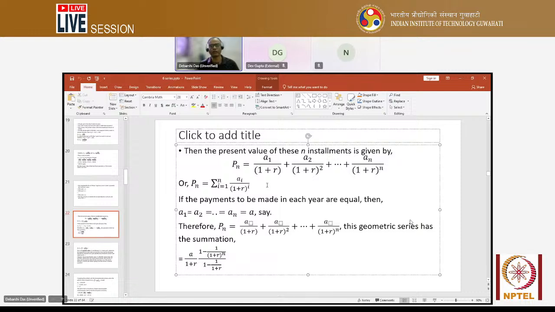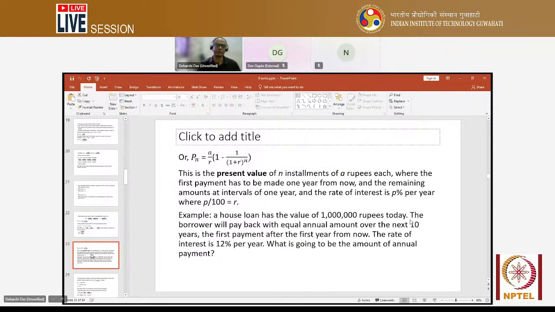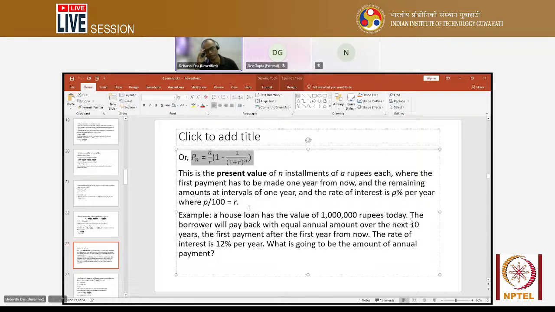But what happens if the Ais are all the same? Let us suppose all of them are the same. That is basically the case here that we have written below. And now it becomes easier to sum it up, and the formula is this much, only this one. So this is the PDV, present discounted value, or sometimes also written as present value of n installments of 1 rupee each, where the first payment has to be made 1 year from now, etc., etc.